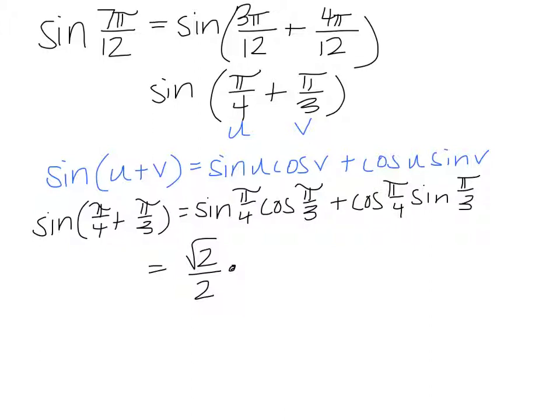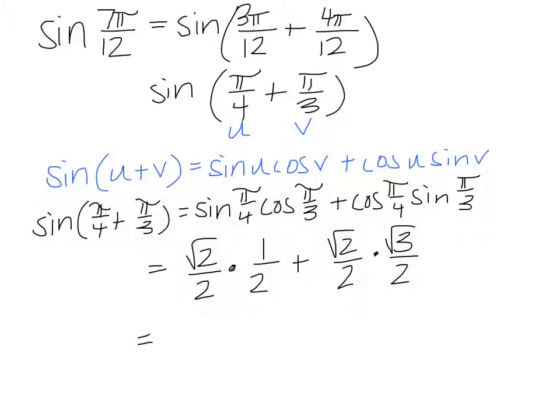Sine of pi over 3 is 1/2. Cosine of pi over 3 is 1/2. Plus, what's the cosine of pi over 4? Square root 2 over 2. And the sine of pi over 3? Square root 3 over 2.